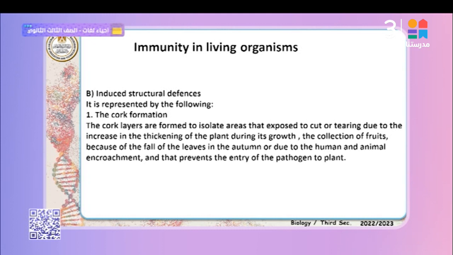For example, formation of the cork layers when the plant is exposed to cutting or tearing. Why cutting or tearing? When the plant is exposed to overgrowth, cutting the fruits, the falling of leaves in the autumn, or intervention of humans, maybe a human cutting the plant. This is why it is required for the induced structural defense.